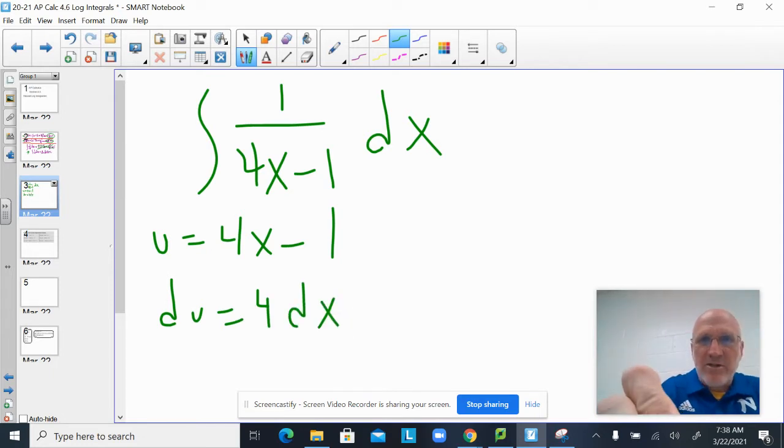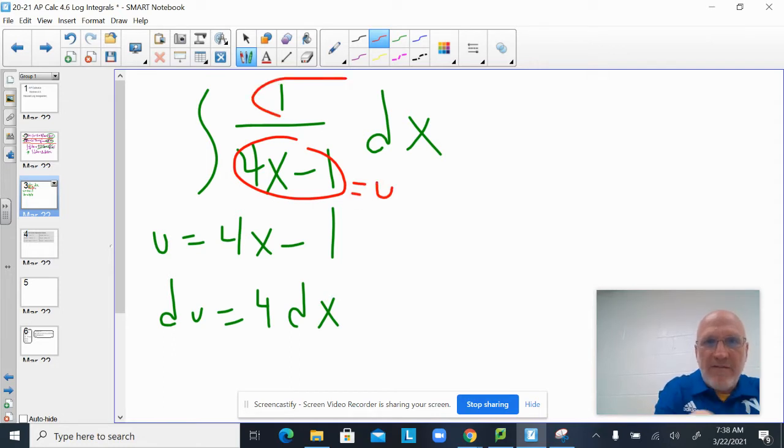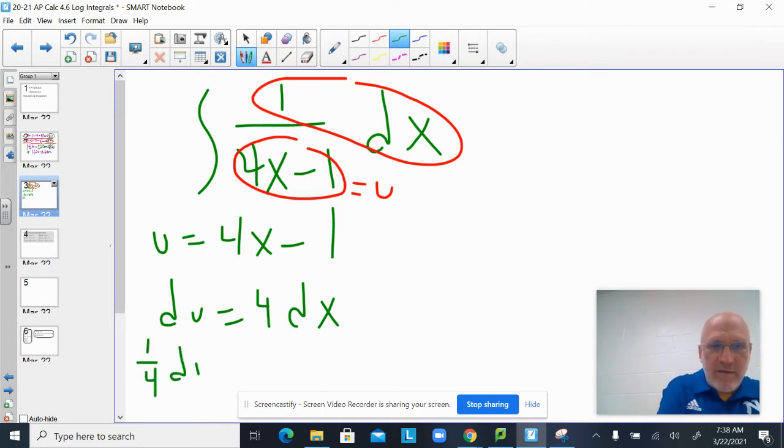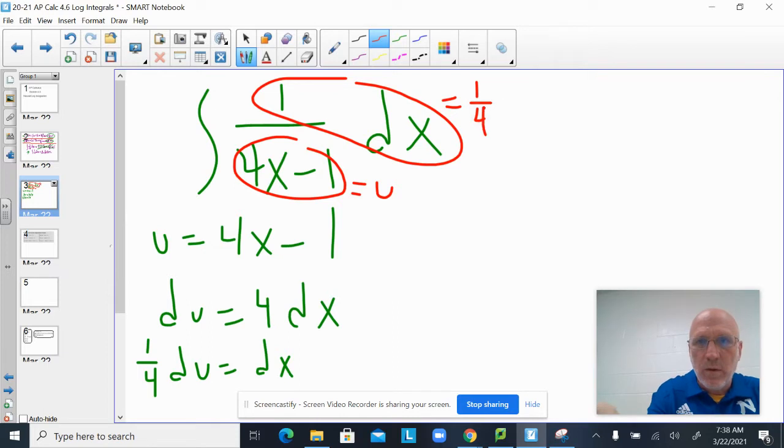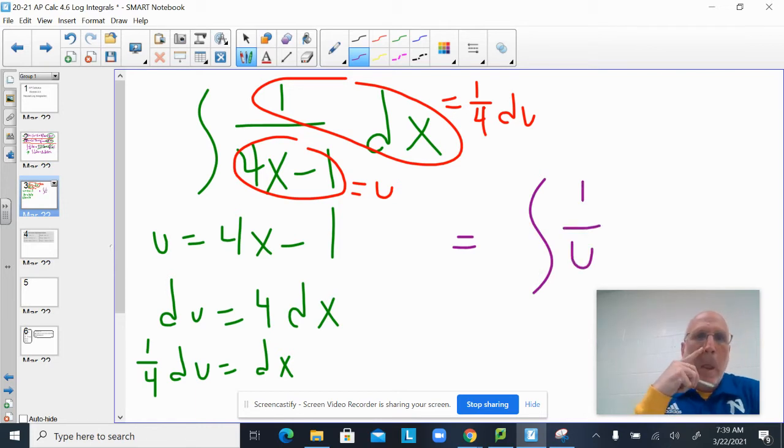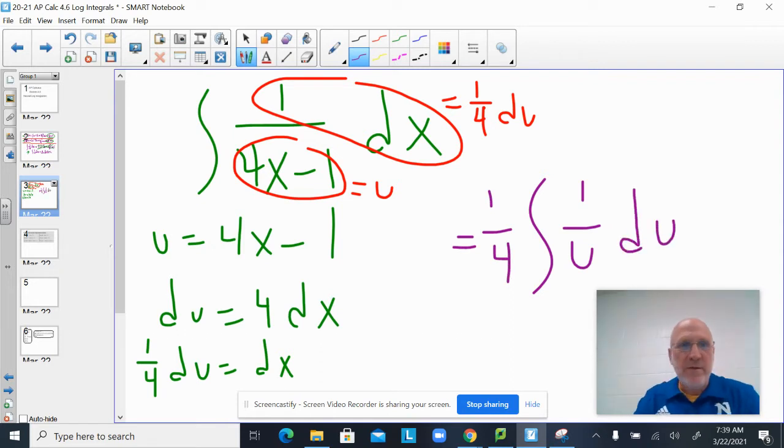And again, I'm trying to match stuff up here. This 4x minus 1 is just u. I've got this 1 dx. Down here in green, it says 4 dx. So I may divide both sides by 4 and write it as this, because that enables me to substitute that as 1 dx is now 1/4 du. And I think I can now rewrite this. This is the integral of 1 over u, and then the dx is 1/4 du. Remembering that I am going to move the constant 1/4 out front.